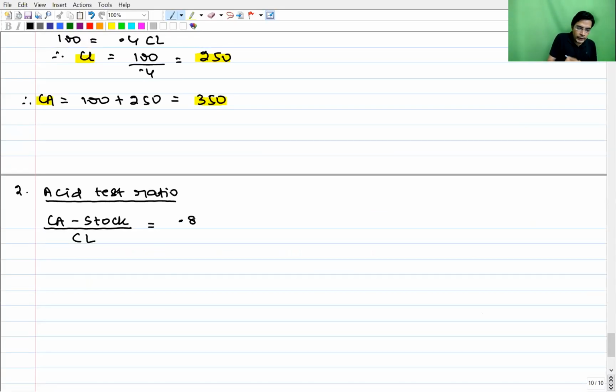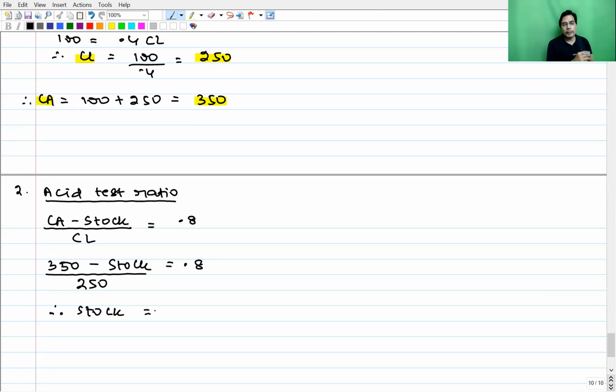We all know the total current asset is 350. We have already determined it in point number 1. Stock we don't know. Opening stock we don't know. Total current liability we have already determined above. It is 250. So 350 minus stock divided by 250 is equal to 0.8. Now, if you solve the equation, we will be able to get the value of stock, and this is opening stock. The left-hand side column is the balances as at 31st March 2014, at the beginning of the year. When you solve this equation, you will get 150 lakhs. So this is our opening stock.